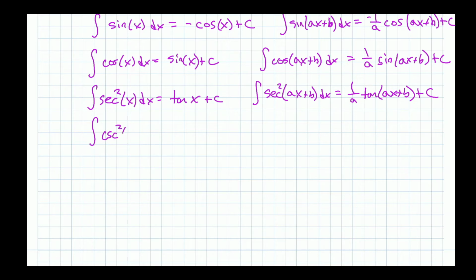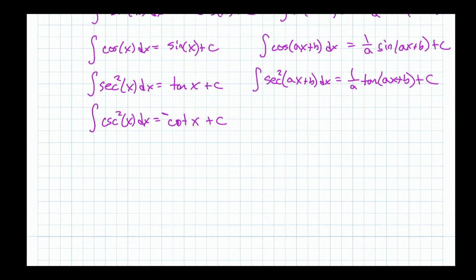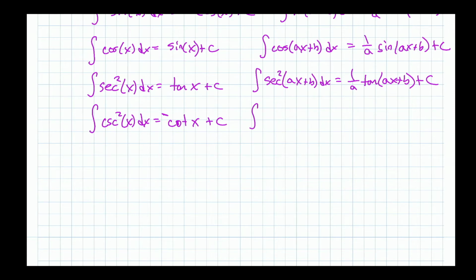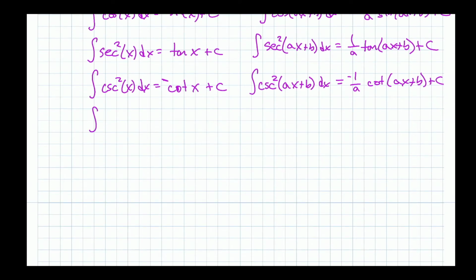I got a cosecant squared. The derivative that gives you a cosecant squared is cotangent, but it's negative. That should be there, sort of. So the antiderivative of cosecant squared ax plus b, probably guess it, negative 1 over a, cotangent ax plus b plus c. Two more. We got the one for secant, which is secant tangent, gives you a secant.